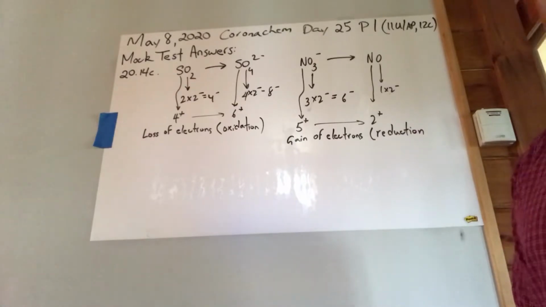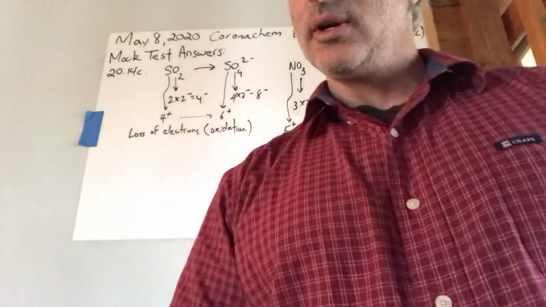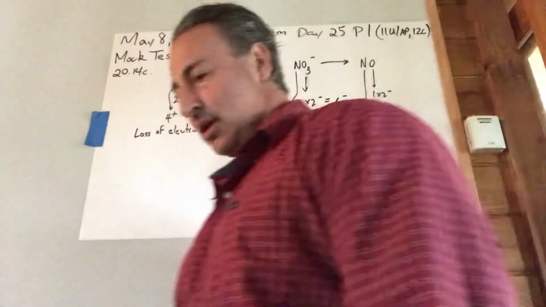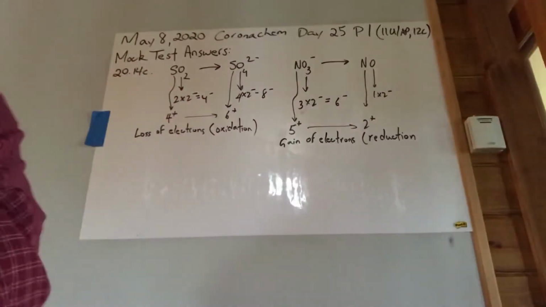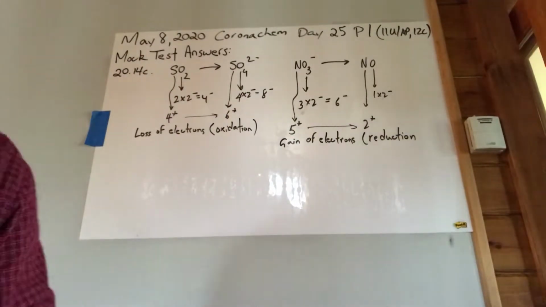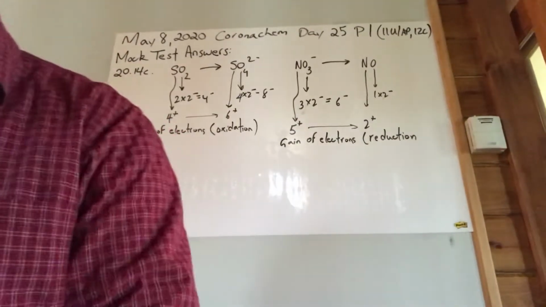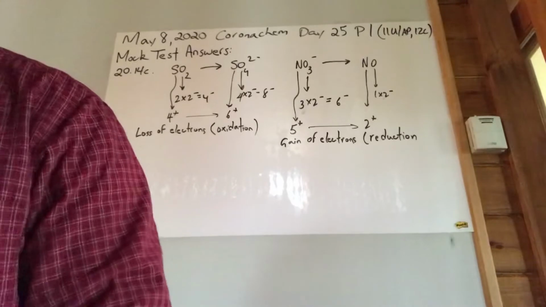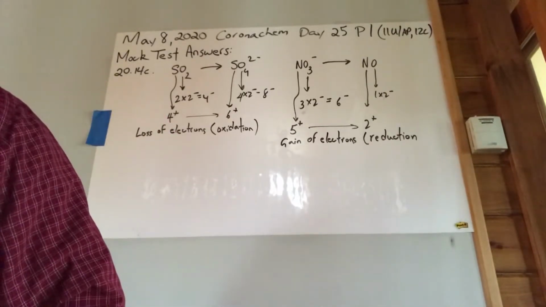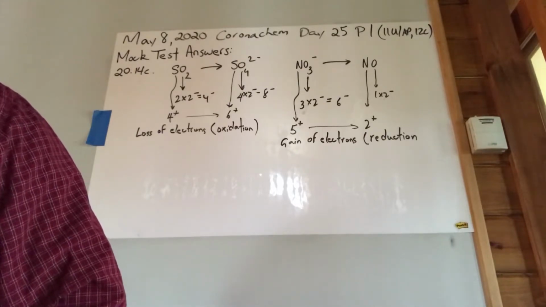These are your mock test answers. I gave you 4 questions to try out yesterday. So the first one was 2014 C, and it asks you in that question to indicate whether the following balanced equations involve oxidation reduction. If they do, identify the elements that undergo changes in oxidation number.